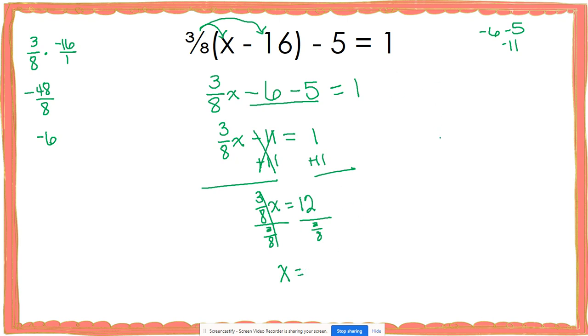On this side, I have 12 divided by 3/8. Well, I remember from dividing fractions that I'm always going to keep my dividend the same, and I'm going to multiply by the reciprocal of the divisor. So I'm going to multiply 12 by 8/3, since that is the reciprocal of 3/8. I can put a 1 under my 12, and then I can multiply. 12 times 8 gives me 96, and 1 times 3 is 3. Now all I have to do is solve 96 divided by 3, which would give me 32. That means that x is equal to 32.